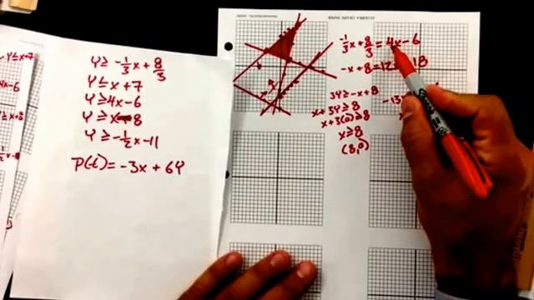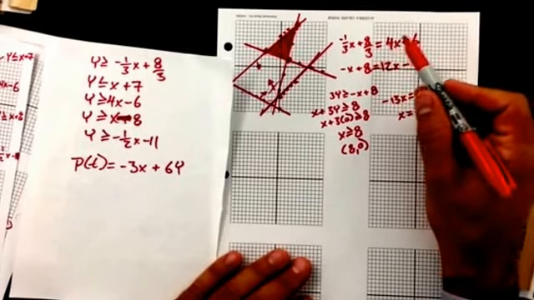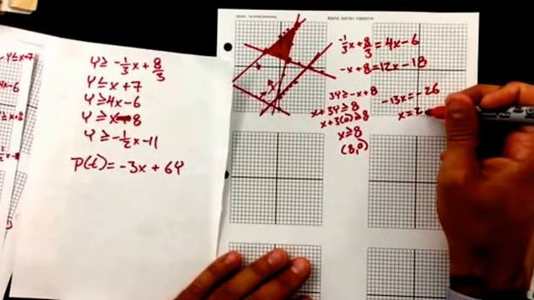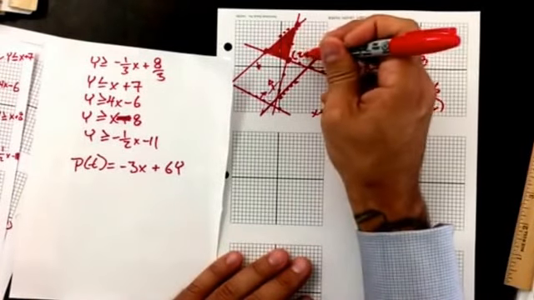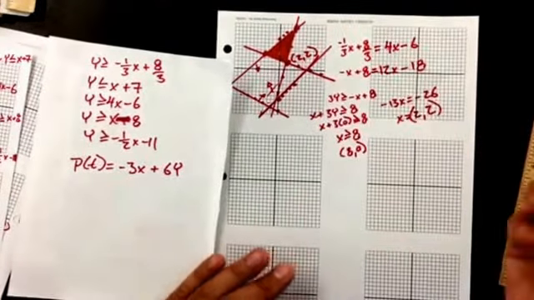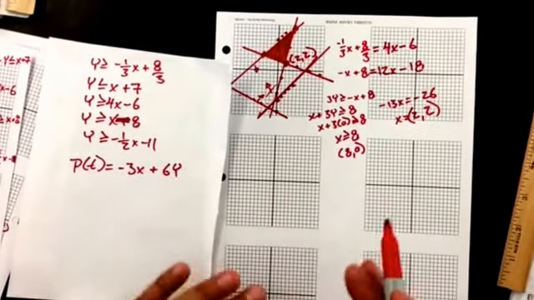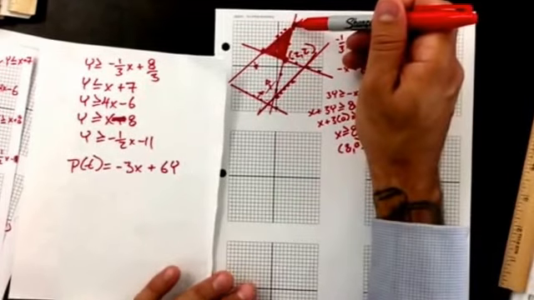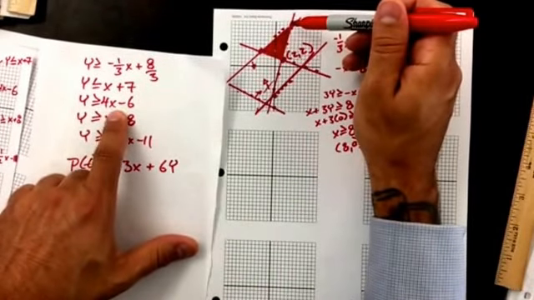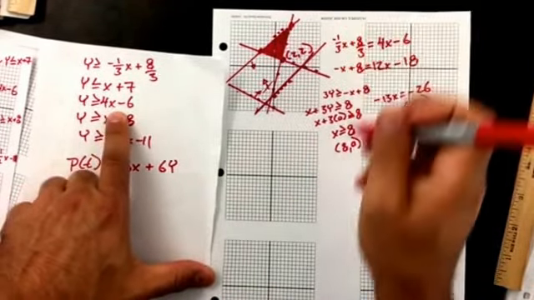Plug that back into the equation. 4 times 2 is 8, minus 6 is 2. So that point is (2, 2), which is what it looks like on the graph. I'm just using the graph to kind of give me an idea in case my numbers are a little bit off. Now this point up here is met by the one that was 4x minus 6.